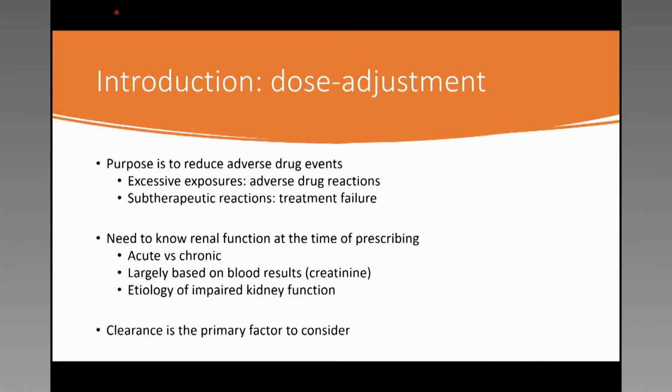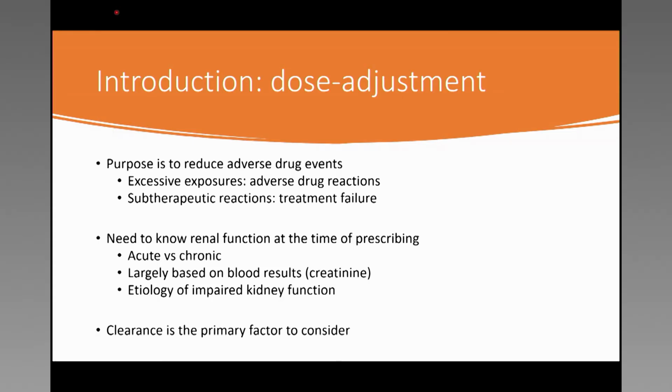So why dose adjust? Well, we dose adjust for the purpose of reducing adverse drug events. There are two sorts of adverse drug events: adverse drug reactions, which can relate to an excessive exposure, but also we can get treatment failure if we have subtherapeutic doses. We may have a subtherapeutic dose because we are so concerned about the risk of accumulation of a drug that we reduce the dose too much. So we need to understand a few features when we're prescribing.